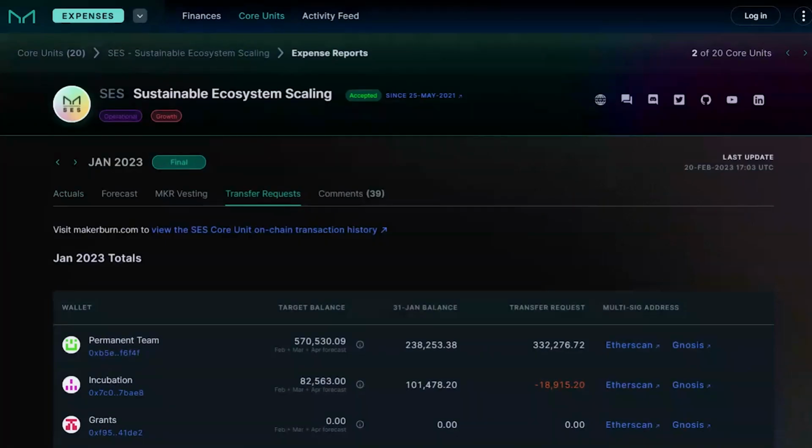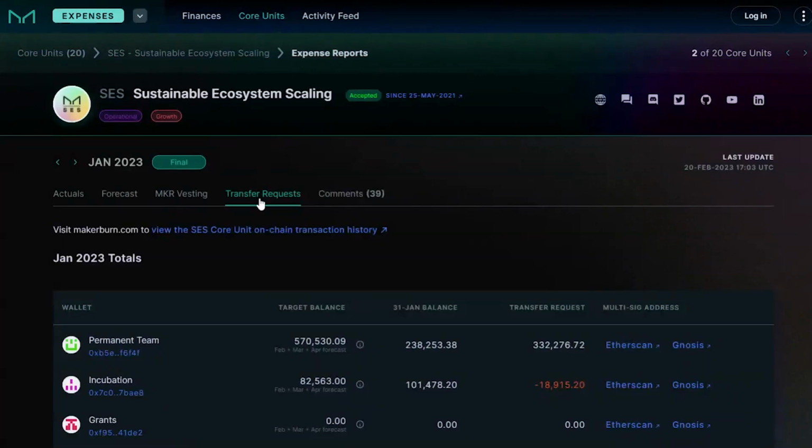And this is where the auditing cycle comes in. So the core unit would do their monthly reporting. They would send their monthly reports to the auditor. The auditor may have some questions, but then as the monthly expense report is approved, that's the moment when the operational wallet of that core unit is topped up to basically replenish their operational runway for 3 months. Yeah, this you can also find here.